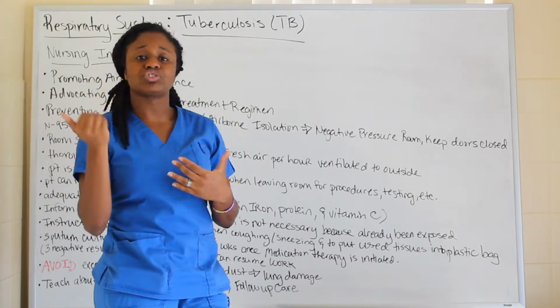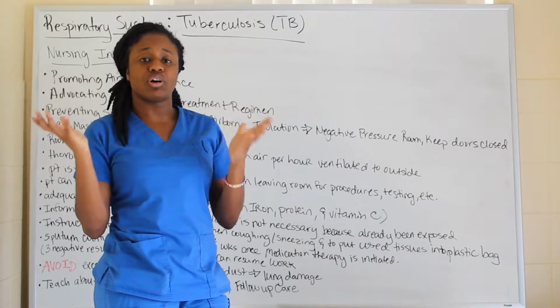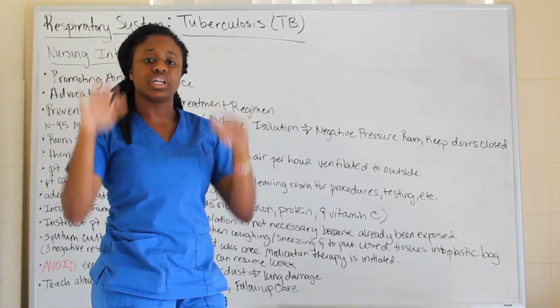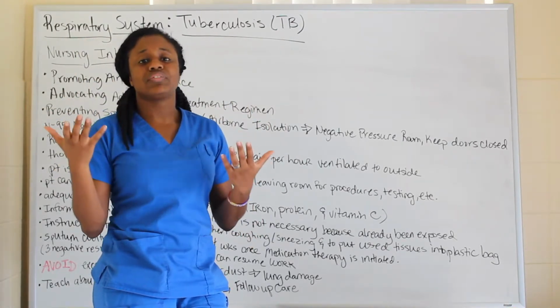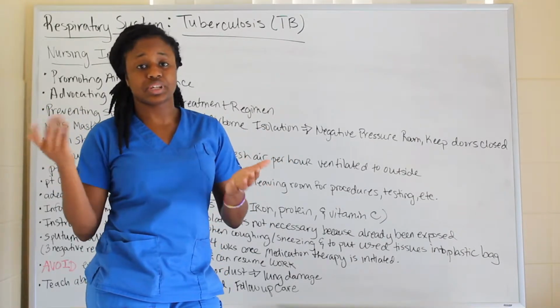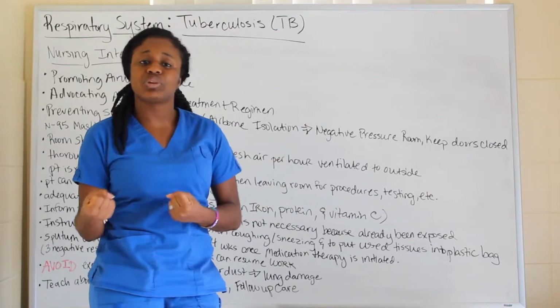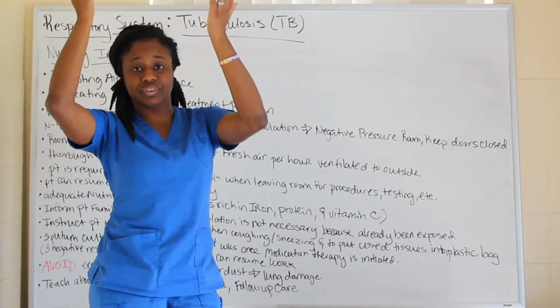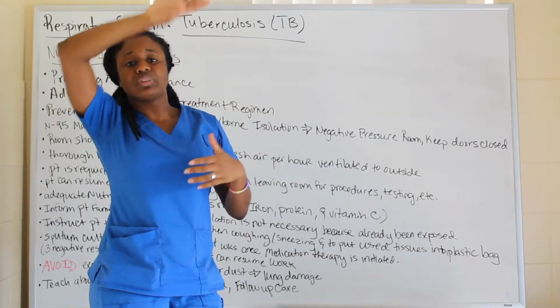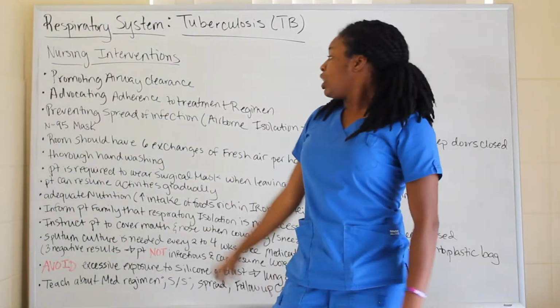Remember, the larger droplets already drop to the floor. The smaller ones disperse in the air for a while, but after a while it will drop down. So the likelihood of anyone getting TB just out in the community is a slim chance. Okay, so that's what happens. Negative pressure is in the room. It takes whatever is in the room and puts it up into the ventilated air, out into the atmosphere. All right, in case you guys wanted to know.